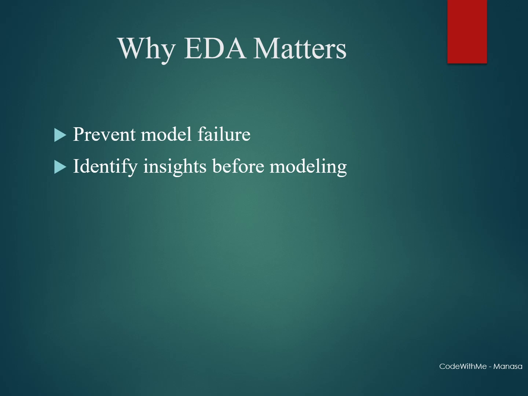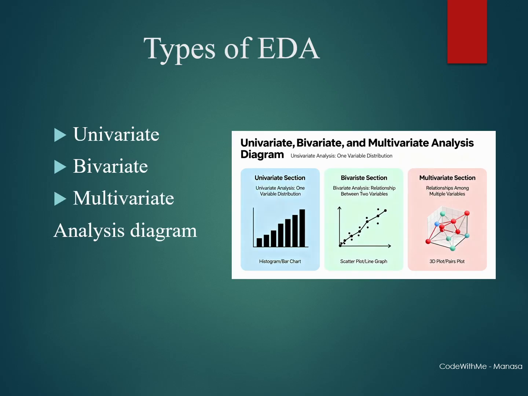So let's see the types of EDA we have. There are different types of EDA. One is univariate analysis, analyzing a single variable. Next is bivariate analysis, comparing two variables, and next is multivariate analysis, studying multiple variables at once. We'll explore each type of EDA with examples.